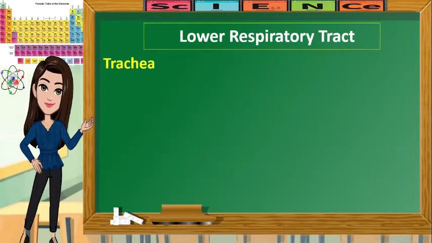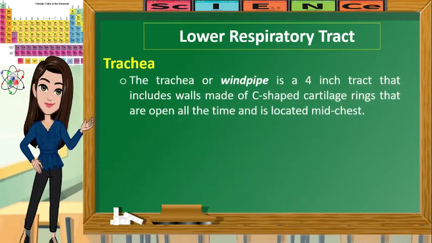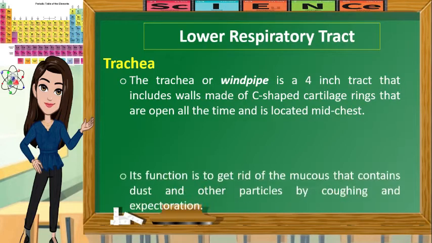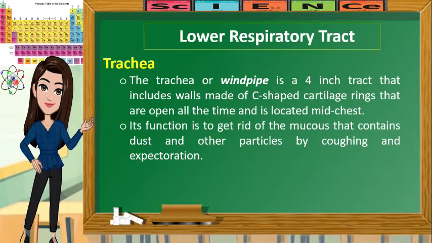We have the trachea. The trachea or windpipe is a 4-inch tract with walls made of C-shaped cartilage rings that are open all the time, and it is located mid-chest. Its function is to get rid of the mucus that contains dust and other particles by coughing and expectoration.